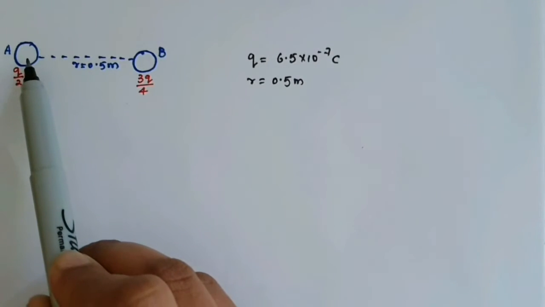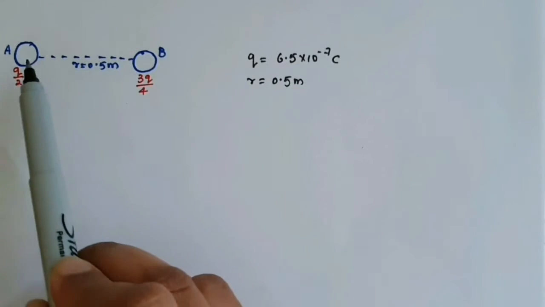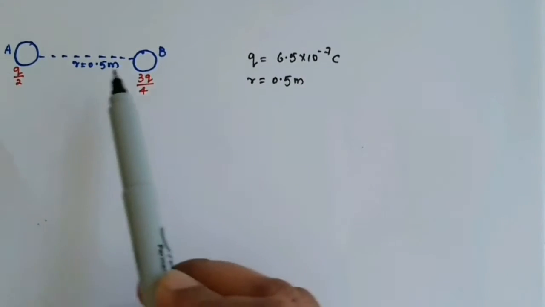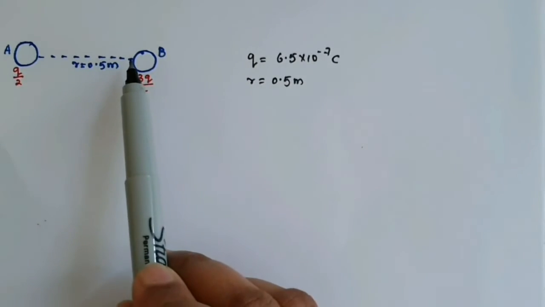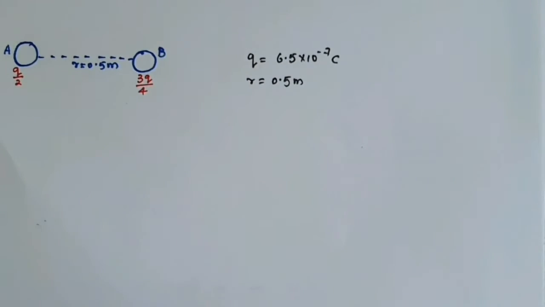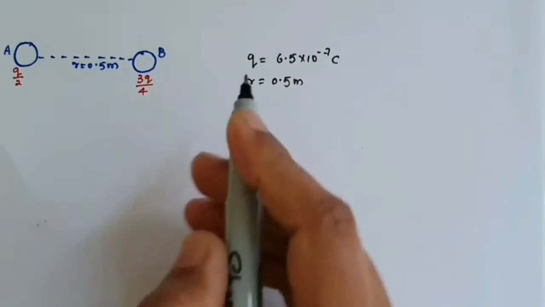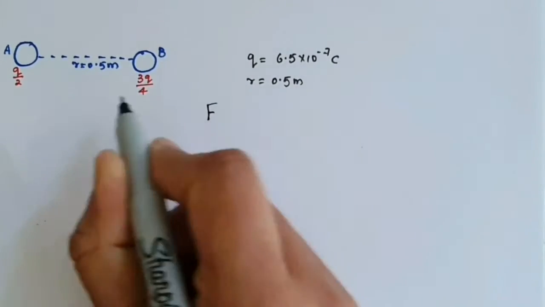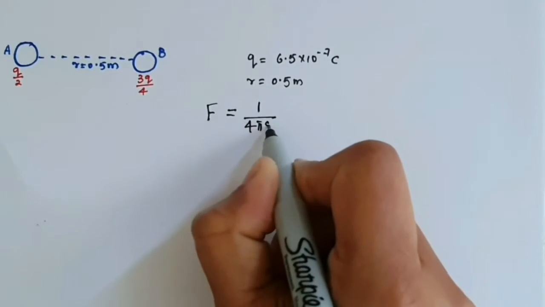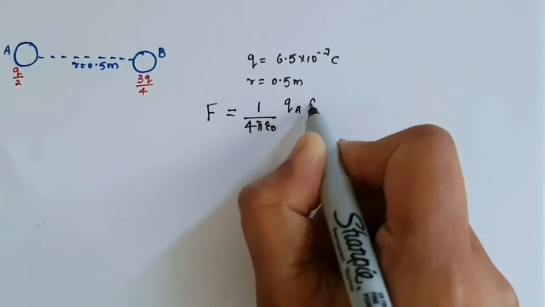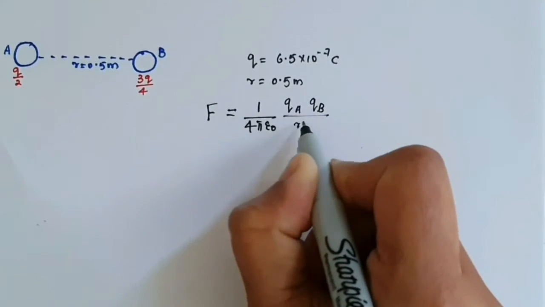Finally, C is removed from both. Now the new charges on A and B are Q by 2 and 3Q by 4. Now we have to find the force of repulsion between these two spheres. According to Coulomb's law, the force of repulsion between these two spheres, F, is equal to 1 by 4 pi epsilon 0 QA QB by R square.